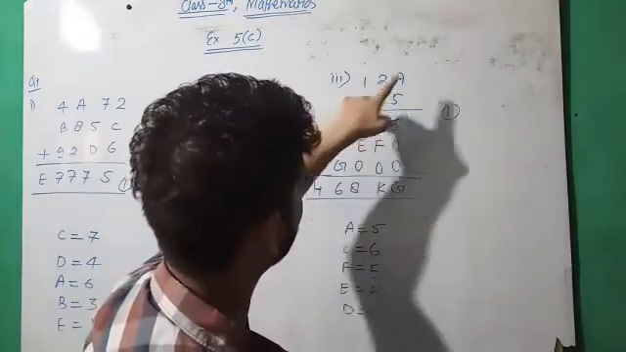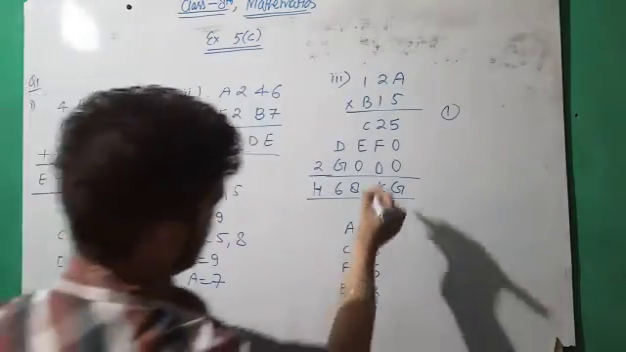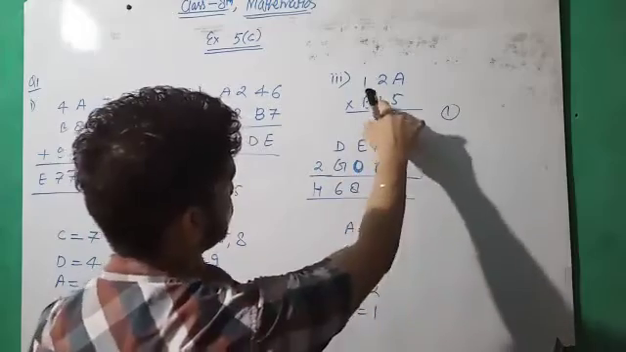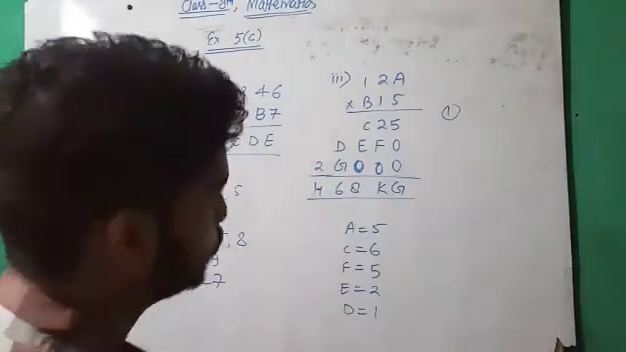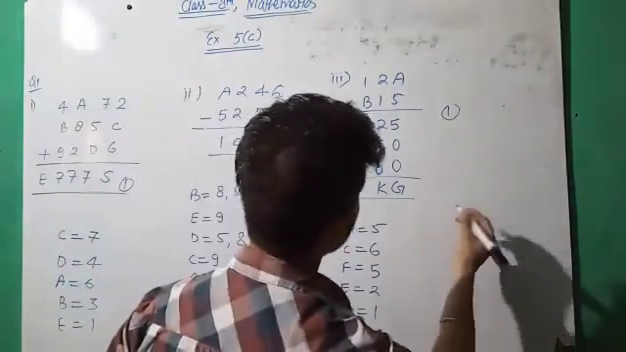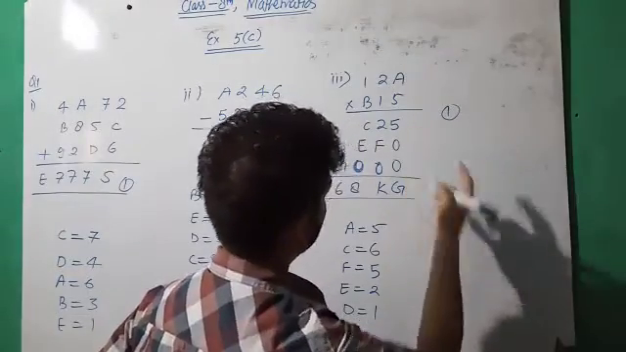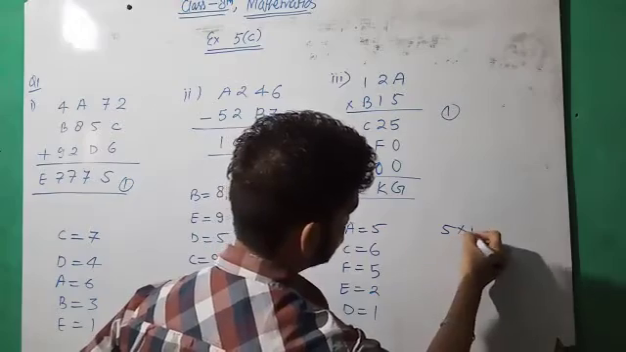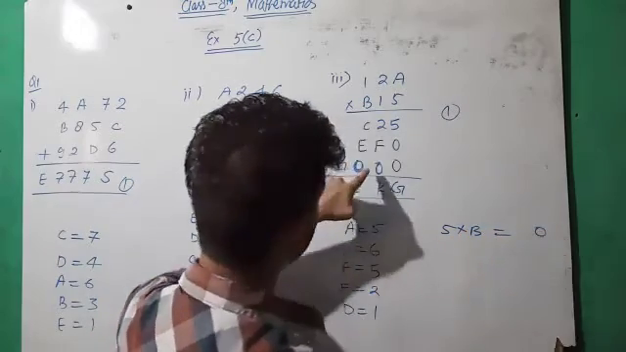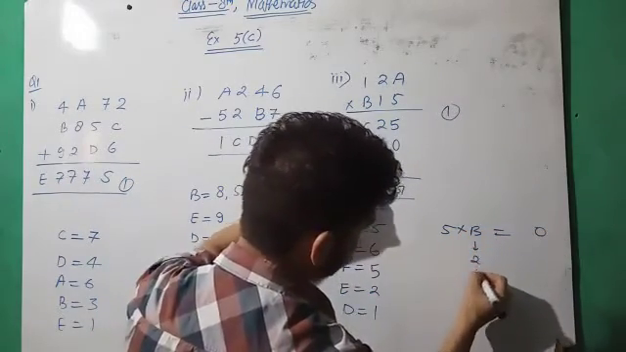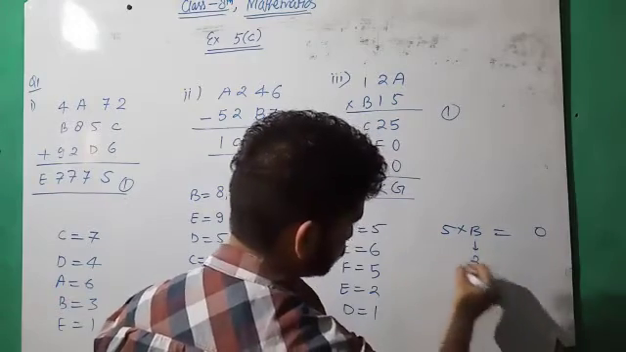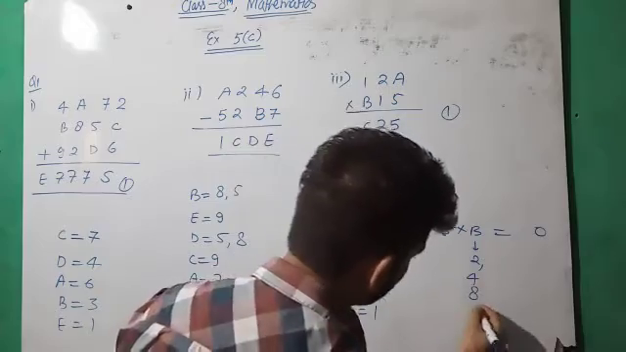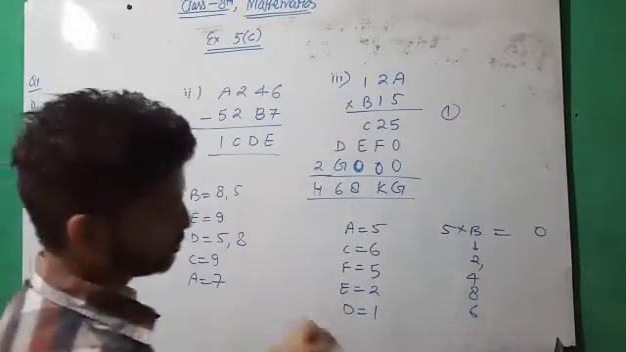Now we have to multiply b with a. For b with a, we have 0. If you multiply b with a, again we have more than two possibilities. If you multiply 5 with b, 5 into b, then the answer is 0. So b equal to 2, 5 2s are 10; b equal to 4, 5 4s are 20; b equal to 8, 5 8s are 40; and b equal to 6, 5 6s are 30. So we have to choose from these possibilities.